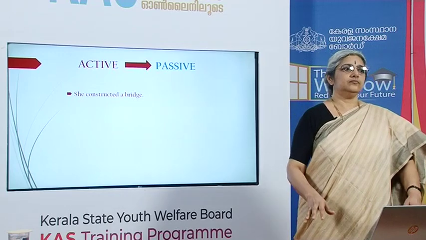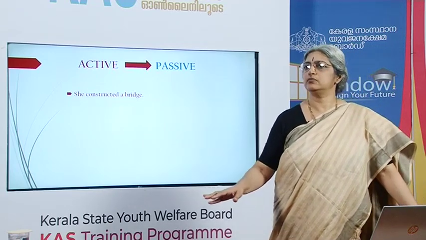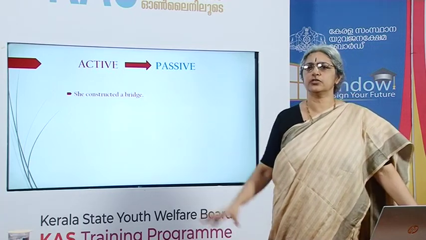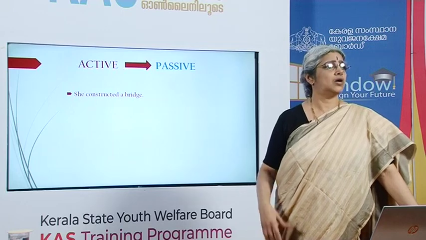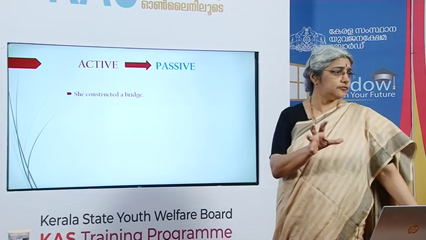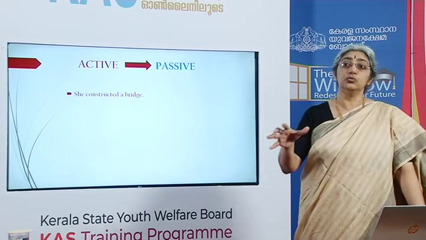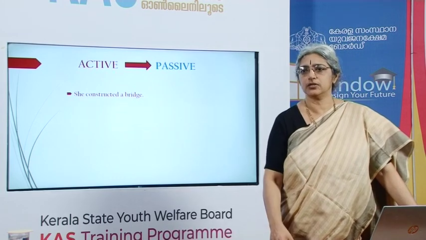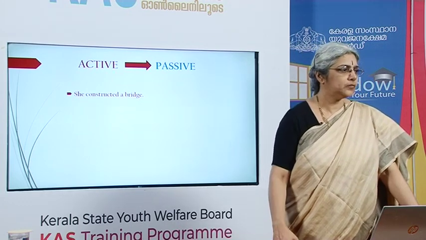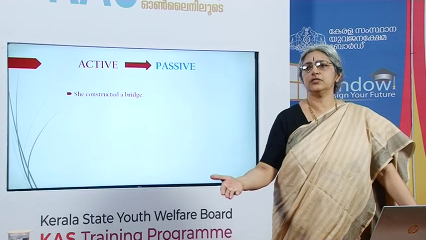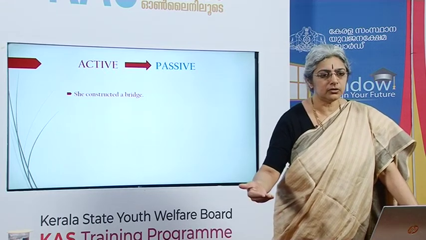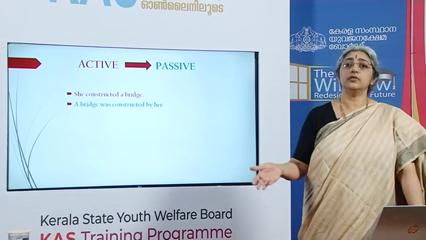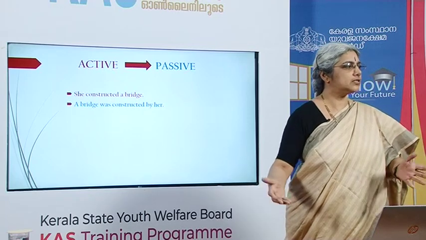So, she constructed a bridge, right. Now, you know how to convert it into passive form. This is an active form because the focus is on she. Aval oru palam nirmichu. So, when you want to focus your attention on the doer, she, it is she constructs the bridge or she constructed a bridge. So, that is the active form, alright. Now, you know what the passive form is? A bridge? Wonderful. A bridge was constructed by her. Avalal oru palam nirmikkapettu. Alright. So, that is how you put it in Malayalam.